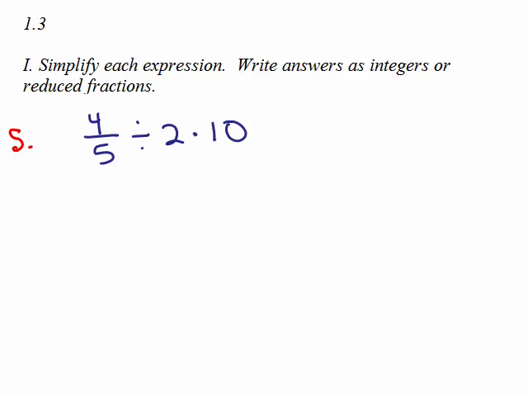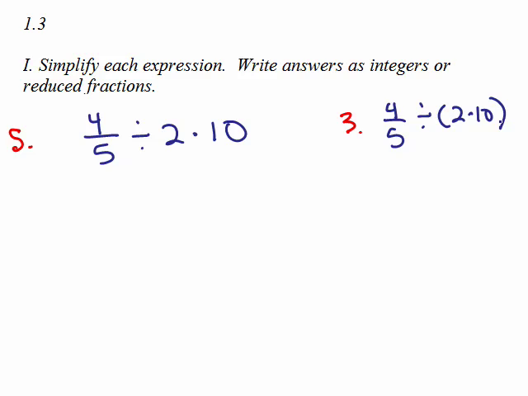All right, we're continuing with the problem answer 1.3 and part 1, simplify each expression and write answers as integers or reduced fractions. So here's number 5, 4/5 divided by 2 times 10. You might remember that number 3 was very similar. I'm going to write it over on the side here. Number 3 looked almost the same. It said 4/5 divided by 2 times 10. Do you see the difference?